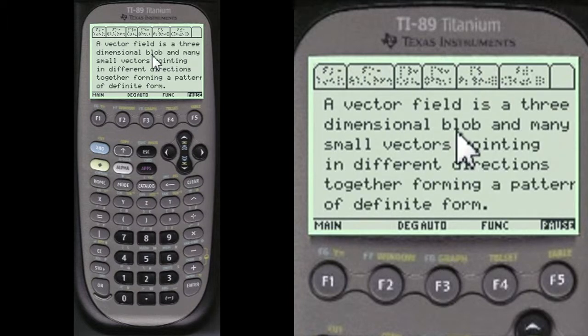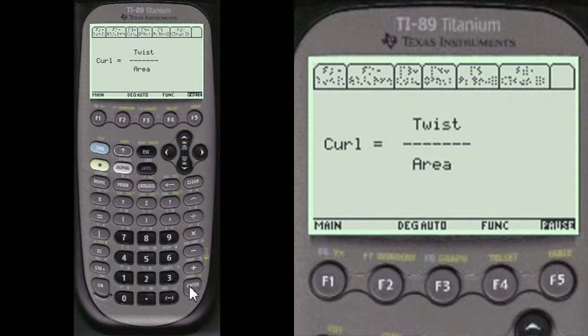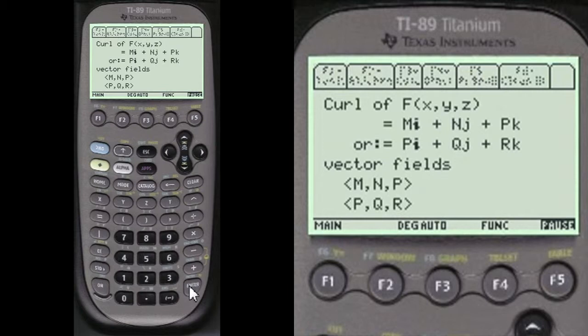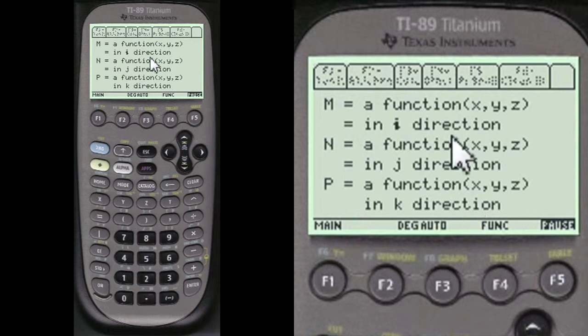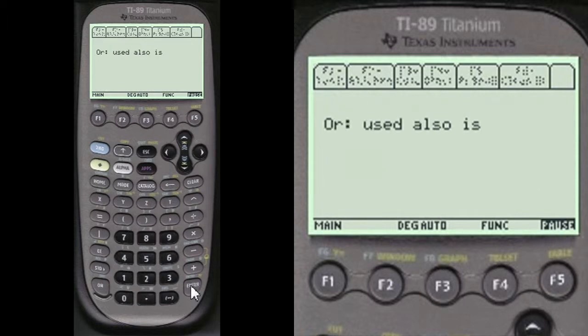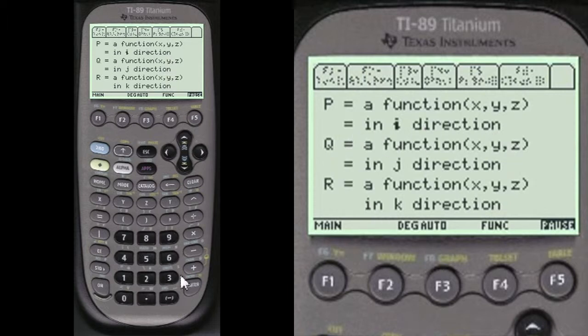A vector field is a three-dimensional blob of many small vectors pointing in different directions, together forming a pattern of definite form. Curl equals twist divided by area. The curl of f(x,y,z) is equal to, here's the MNP system, and here's the PQR system, defined within the Cartesian coordinates I, J, K. And if you're going to use the vector notation, you have these arrows on the side, M, N, P, and you have arrows on the PQR system. M, a function of x, y, z in the I direction, N, a function of x, y, z in the J direction, and P, a function of x, y, z in the K direction. Or also used is PQR, etc.